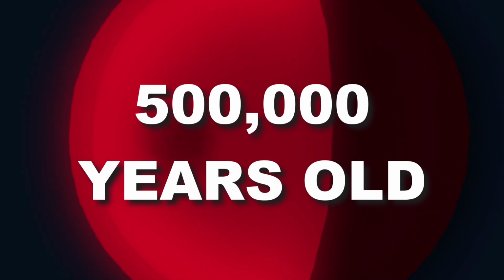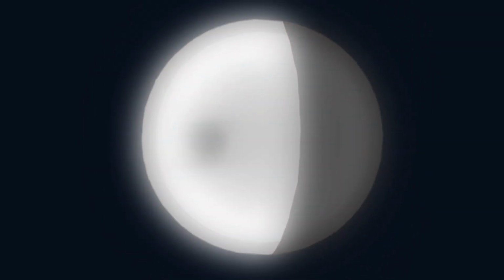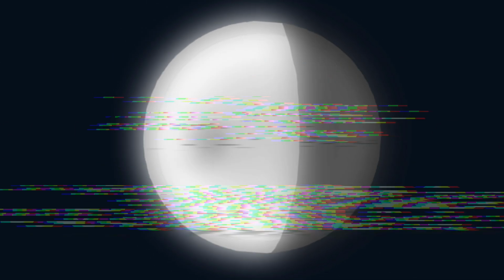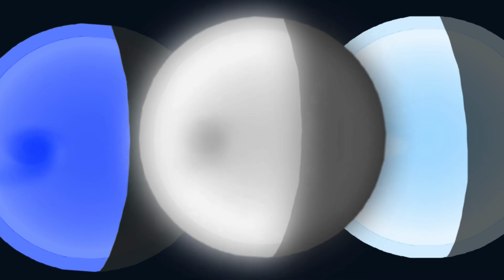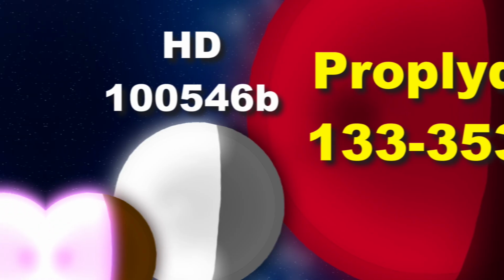And they also tend to be far away from their home star, usually orbiting further out than Neptune orbits the Sun. Take Proplyd 133-353 for example. It's only half a million years old, which sounds old, but when you compare that to the age of Earth, that's very young. In fact, it is one of the youngest exoplanets known. Its mass is extremely high, probably above 10 times that of Jupiter, and there are dozens of other examples of planets like this with up to 20 times the mass of Jupiter, like HD 100546 b.